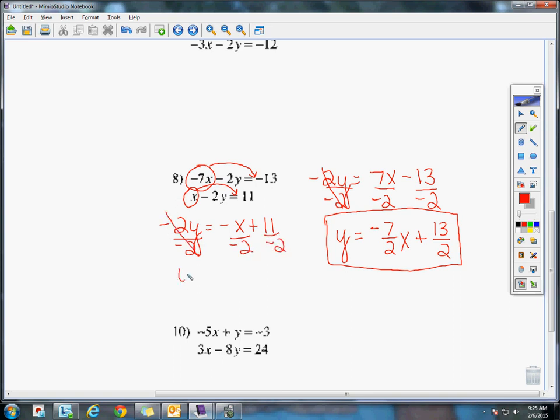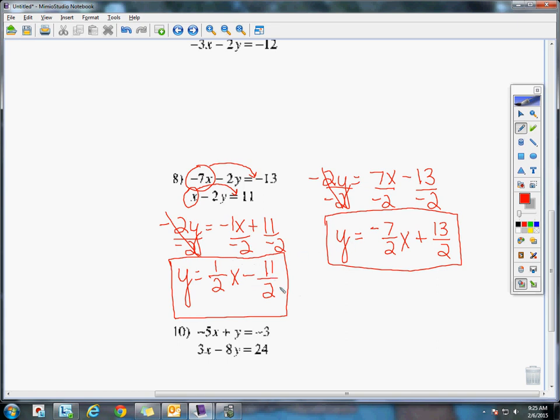So we end up with y equals, don't forget your invisible number here is a negative 1. Negative 1 divided by negative 2, you can hit math and enter, that just reduces to positive 1/2. Don't forget the x. And then 11 divided by negative 2, if you hit math and enter, we'll reduce that to negative 11 over 2. So our second equation is y equals 1/2 x minus 11 over 2.